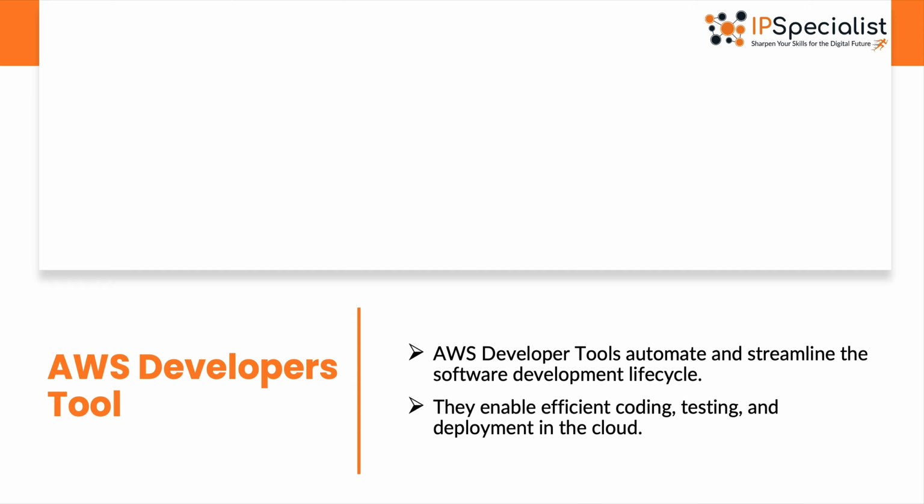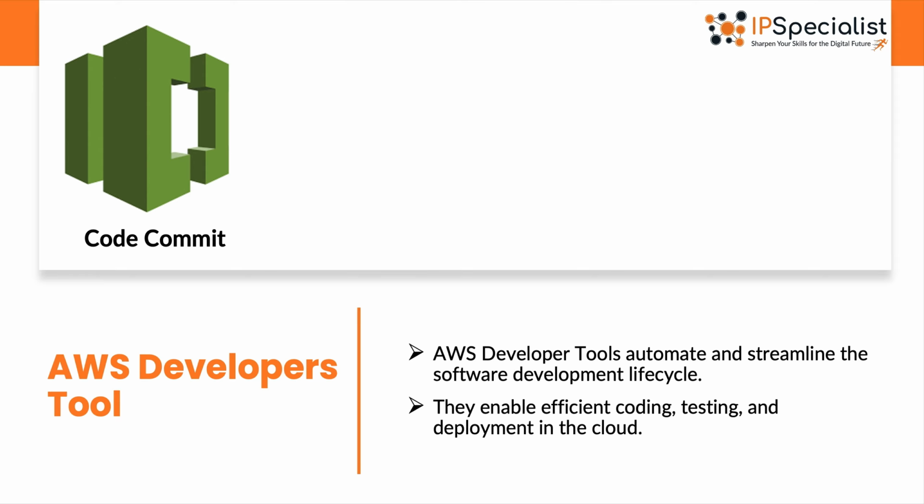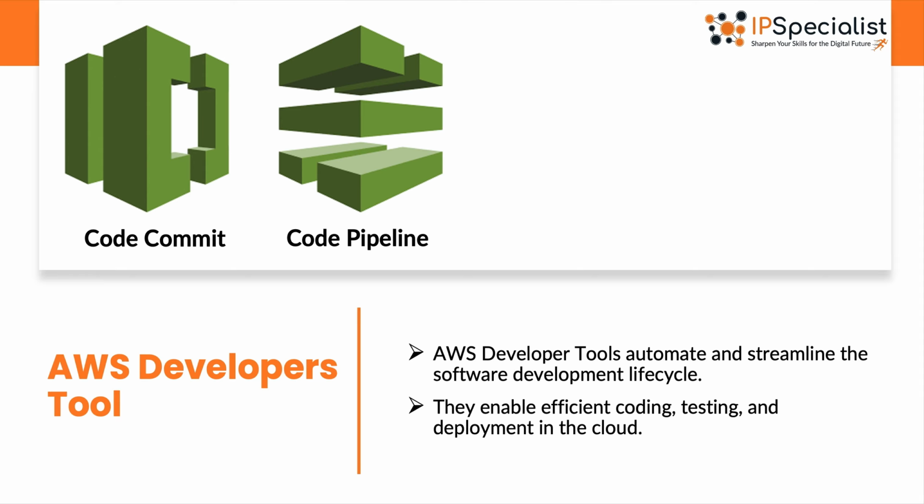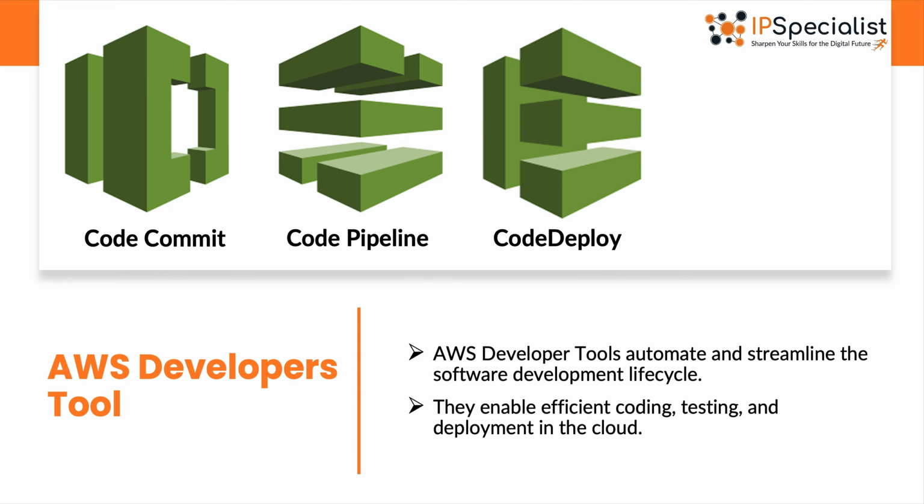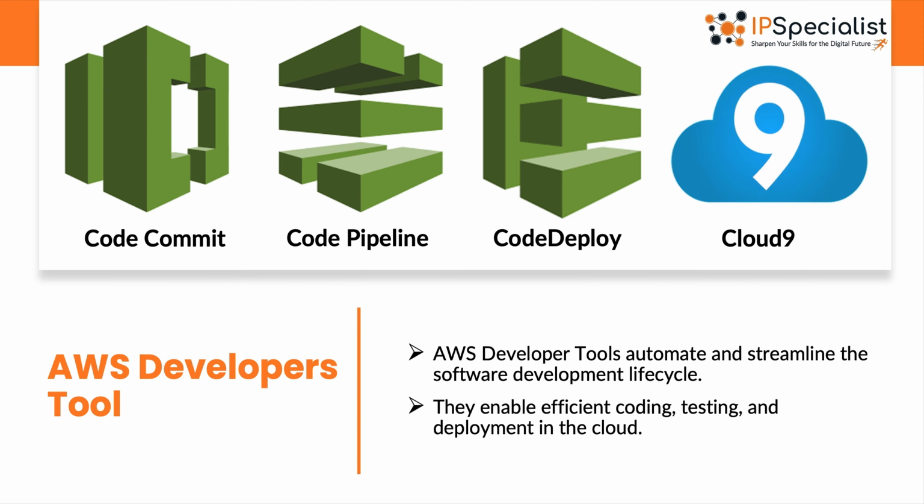These tools serve as a powerful suite for software developers, offering services tailored to enhance productivity and collaboration. For instance, AWS CodeCommit facilitates source code management. AWS CodePipeline automates the build and delivery process, and AWS CodeDeploy ensures seamless application deployment. Additionally, AWS Cloud9 provides a cloud based environment where developers can write and debug code collaboratively. In summary, AWS developer tools help streamline workflows, improve team collaboration, and ensure faster, more reliable software delivery.